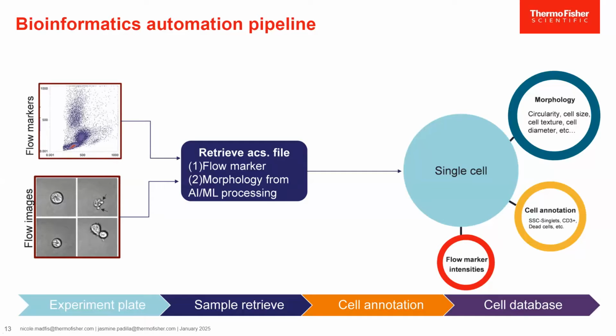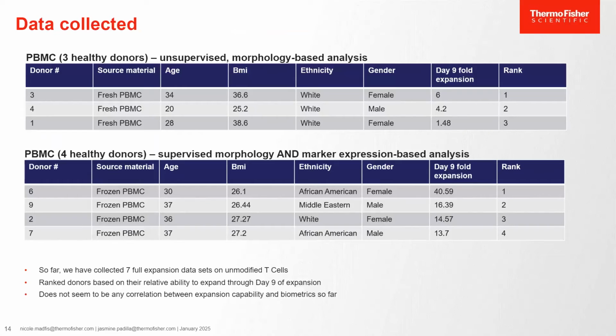For the proof of concept project, we collected flow marker expression and morphology data from unmodified T-cell expansions across multiple donors. The CytPix software allows us to retrieve the ACS file from our experiment plate, which contains both marker and morphology data, once the samples have been run and images processed. From our gating strategy, we annotated specific cell populations, creating a comprehensive cell database. This database includes single-cell data that encapsulates morphology, annotations, and flow marker intensities, forming the foundation of our project.